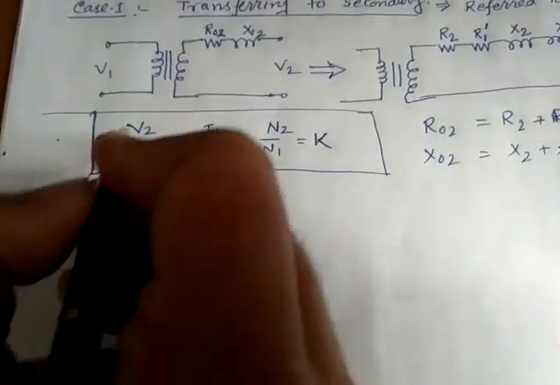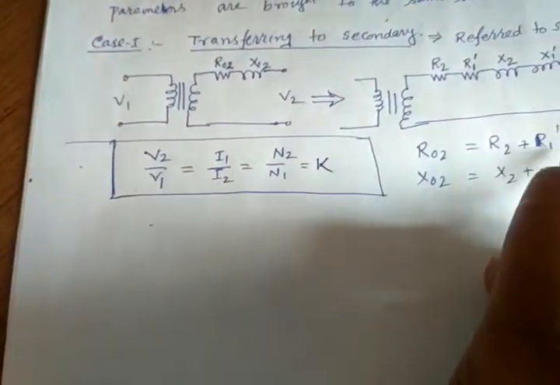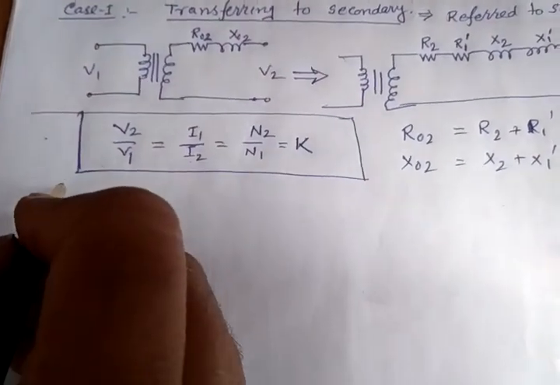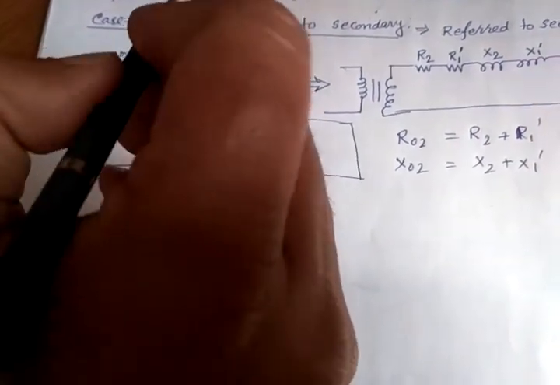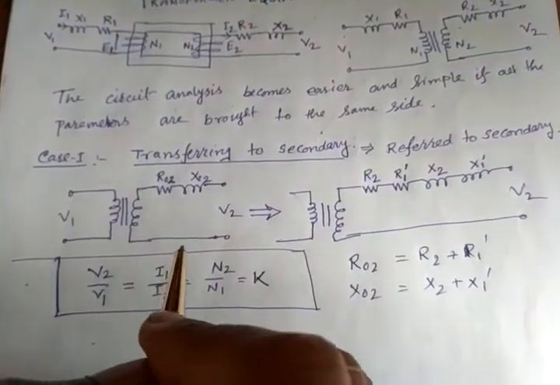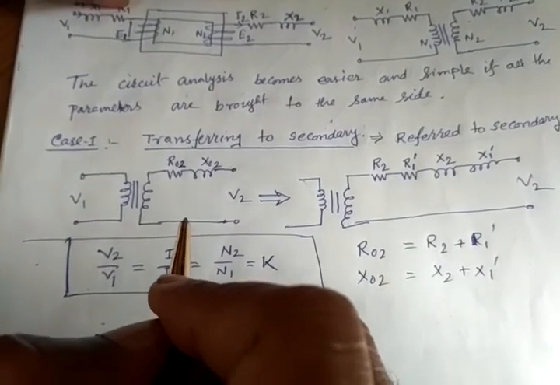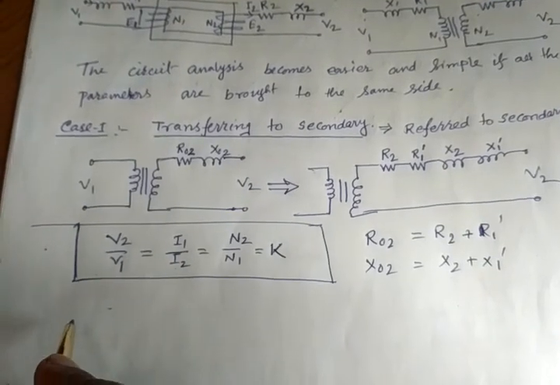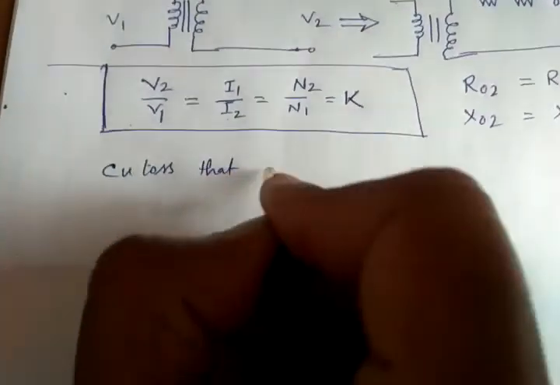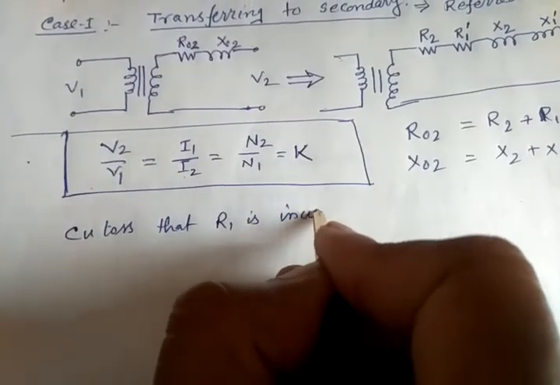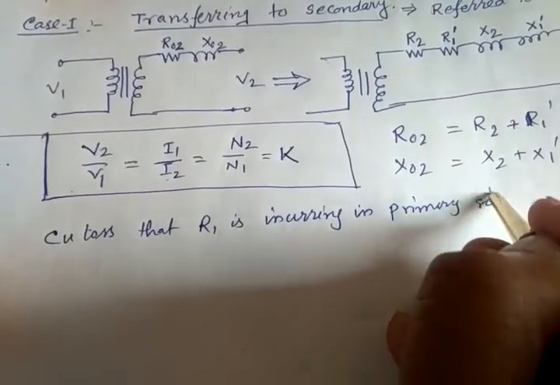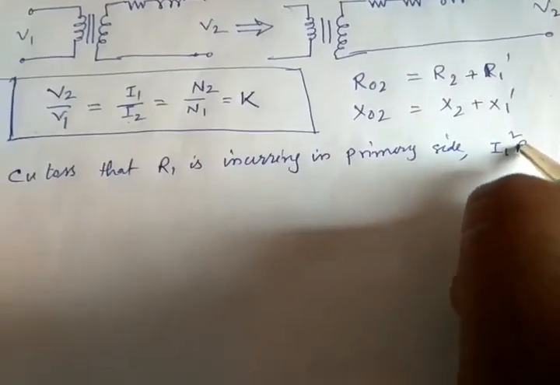Keep in mind. Now, what we want to know is what R1 dash will be in terms of R1. We have R1 and we want to find R1 dash. For that, what is the primary side loss? Because we want R1 dash to be a value that will contribute the same copper loss, that is winding loss, that R1 is already incurring. So what copper loss is R1 incurring in the primary side? The copper loss R1 is incurring in the primary side is I1 square into R1.